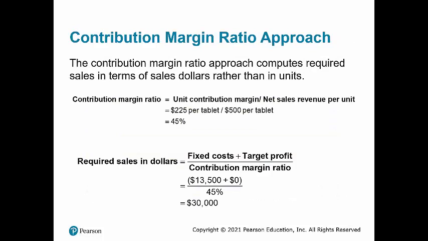We can also use the contribution margin ratio to compute the required sales to break even rather than the units. If you remember, we calculated the contribution margin ratio by taking the unit contribution margin of $225 and dividing it by net sales revenue per unit of $500 per tablet. That gave us a contribution margin ratio of 45%. If we take the fixed cost for Smart Touch Learning of $13,500 plus zero target profit at break even and divide that by the contribution margin ratio, we get the required sales in dollars to break even of $30,000.